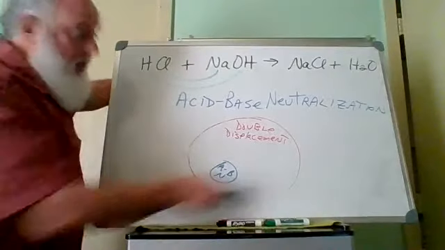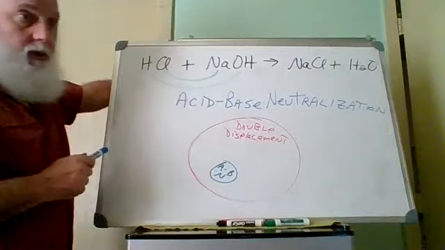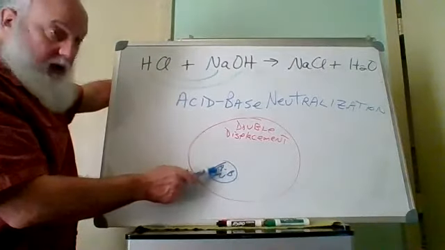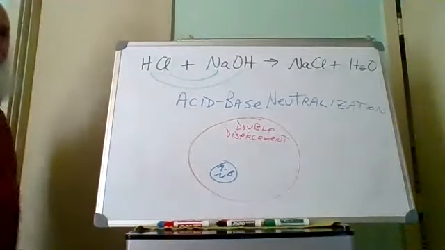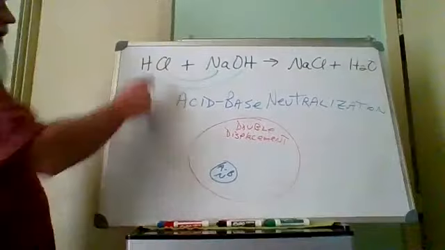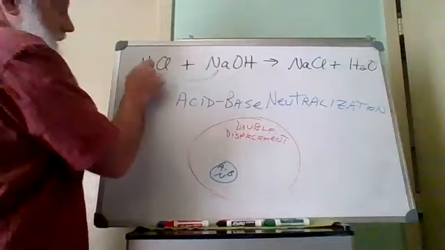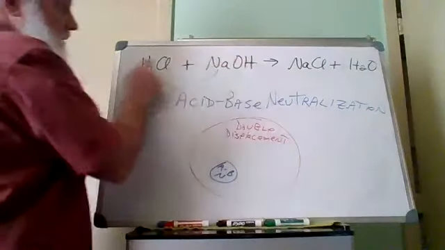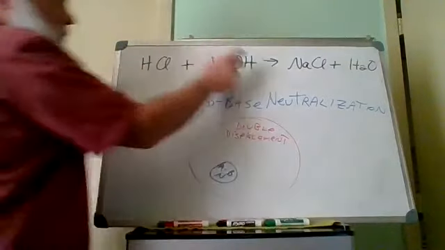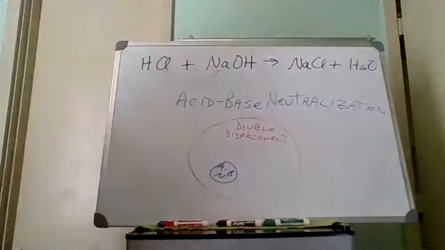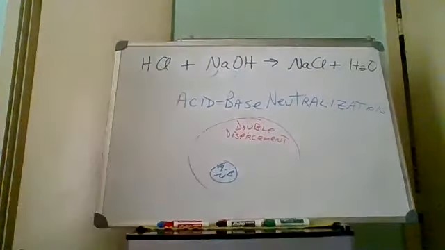There are many, many other double displacement reactions. For example, the first one I did just before this one is a double displacement, but it was not an acid-base neutralization reaction. Any question here? I should point out that what's going on here is a proton is being transferred from the acid to the base. OH minus is the base. This hydrogen is being transferred to it. Remember, H plus cation is a proton. So a proton is being transferred from the acid to the base to form water. That's what happens in every acid-base neutralization reaction.